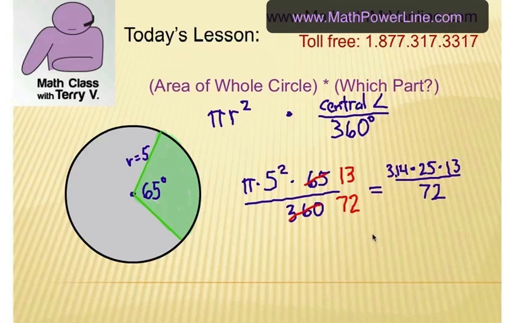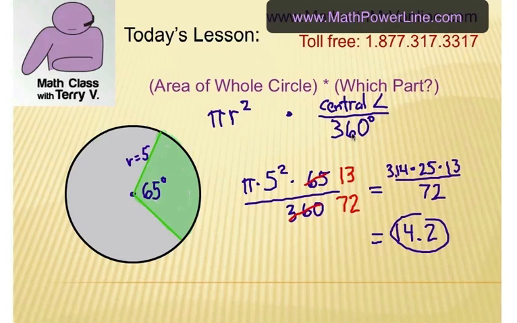All right, in my example, the answer would be 14.1736, and let's call it 14.2. Most of my answers will be rounded to the nearest tenth, 1 decimal place. So again, we're going to take the area of the entire circle multiplied by what part we're talking about, the central angle divided by 360 degrees.